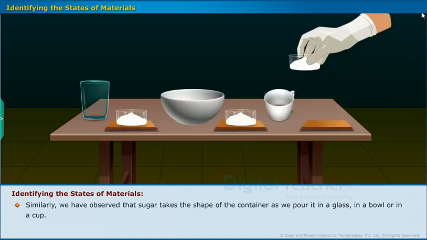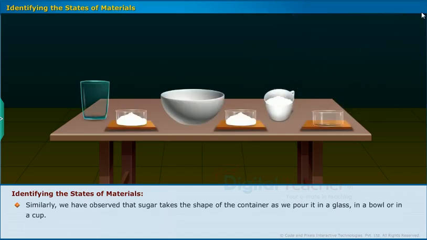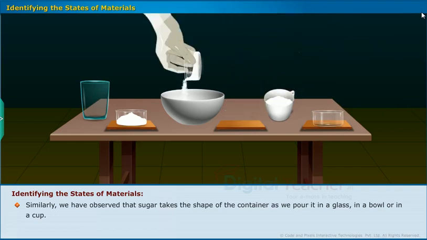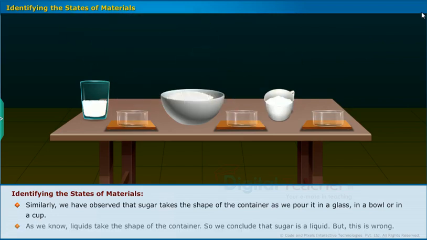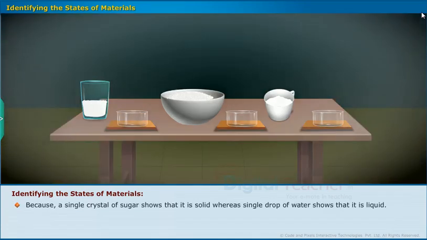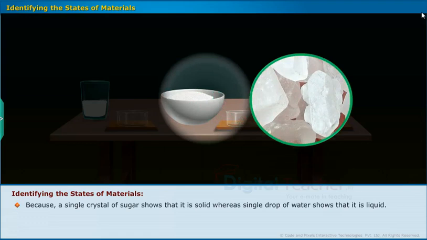Similarly, we have observed that sugar takes the shape of the container as we pour it in a glass, in a bowl or in a cup. As we know, liquids take the shape of the container. So, we conclude that sugar is a liquid, but this is wrong. Because a single crystal of sugar shows that it is a solid, whereas a single drop of water shows that it is liquid. Hence, we can conclude that sugar is solid.